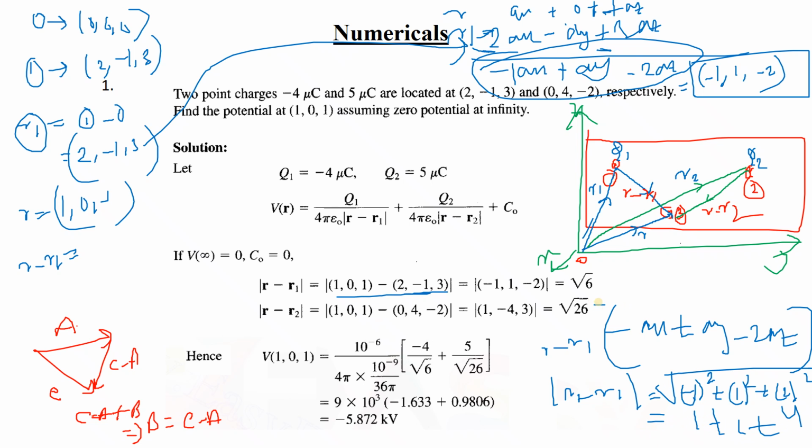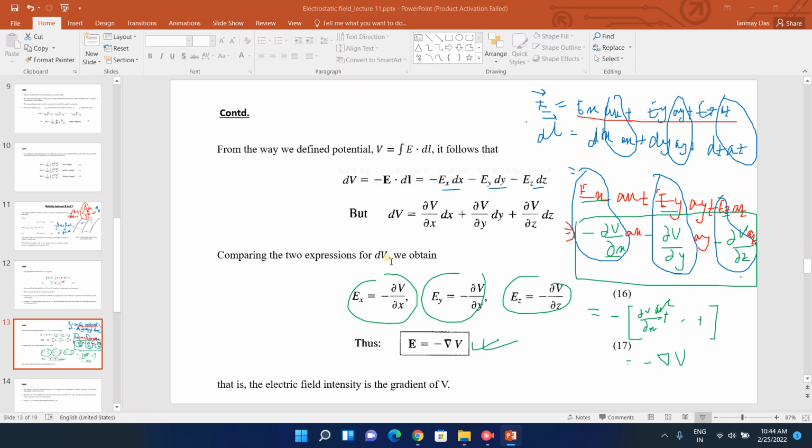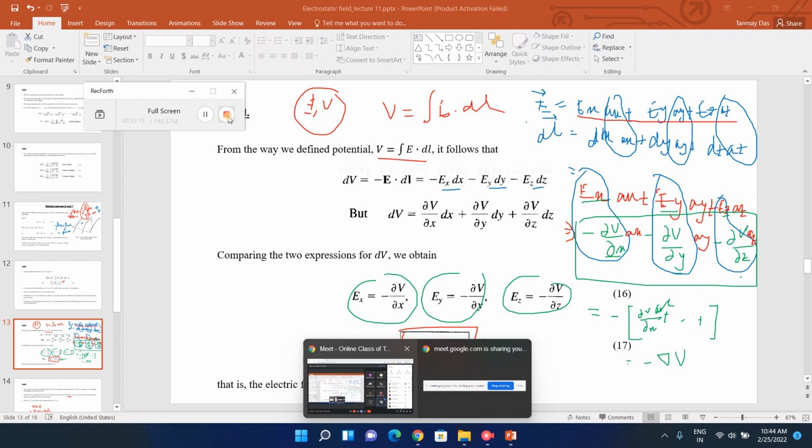So this is 1, 1 and 4. So it is root over 6. In the same way it will be done for r minus r2. Then you put the values and you get the solution. This is the potential at that point. You can see it is in kilovolt. So this is another problem. I will continue this problem in the next class, because it is already time.